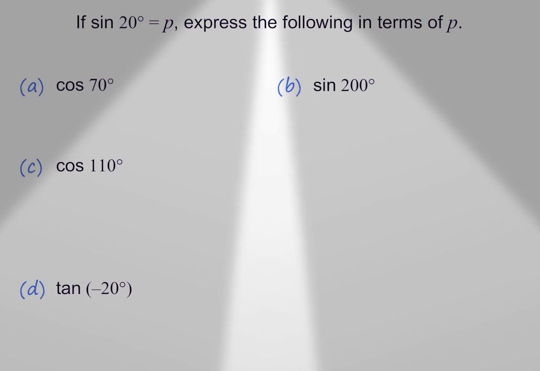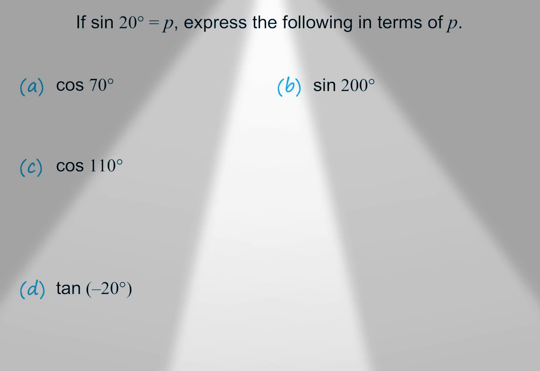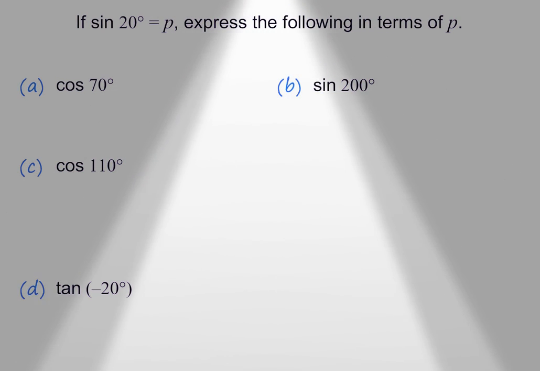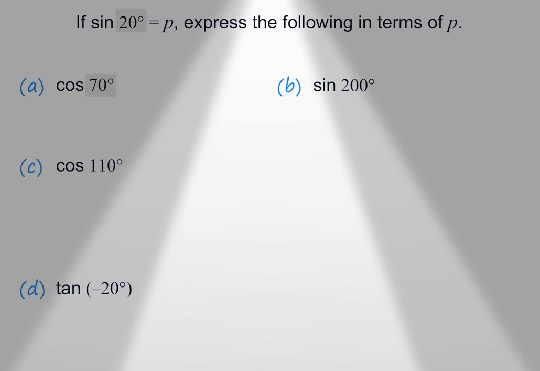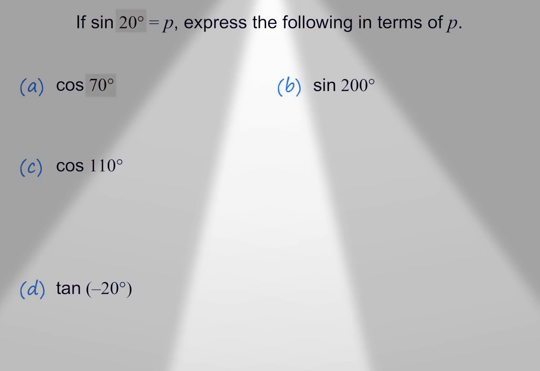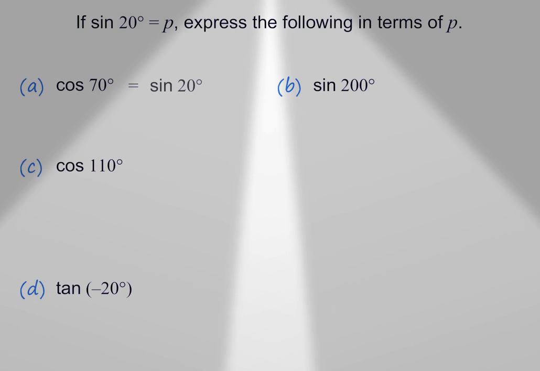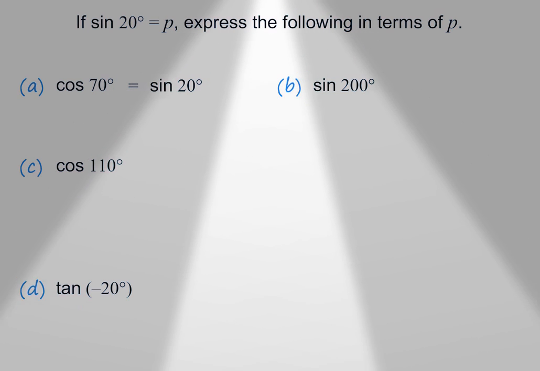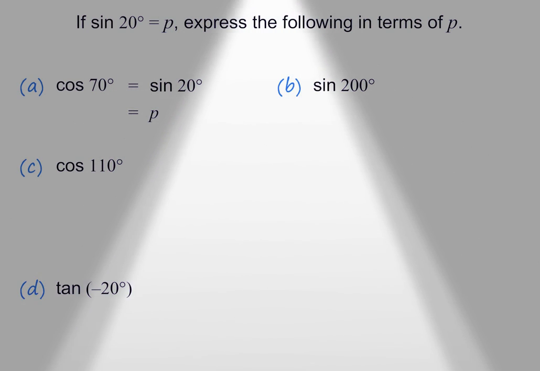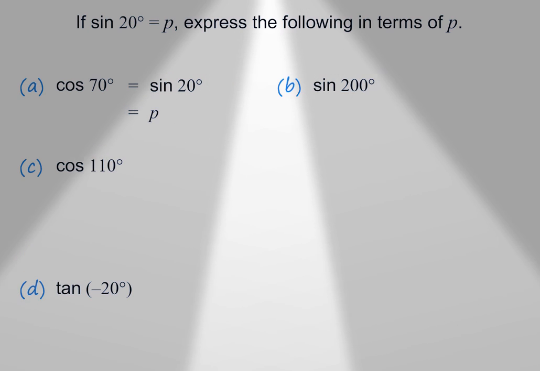Here is a question they like to ask. If sine 20 degrees equals p, express the following in terms of p. Let's answer part A. 20 degrees and 70 degrees are complementary angles. What does this mean? It means that cos 70 degrees is equal to sine 20 degrees, because they are cofunctions. In other words, cos 70 degrees equals p. This completes part A.